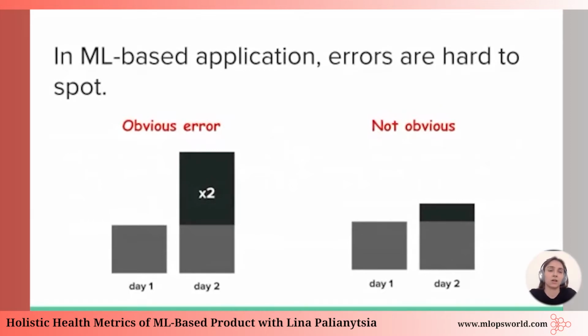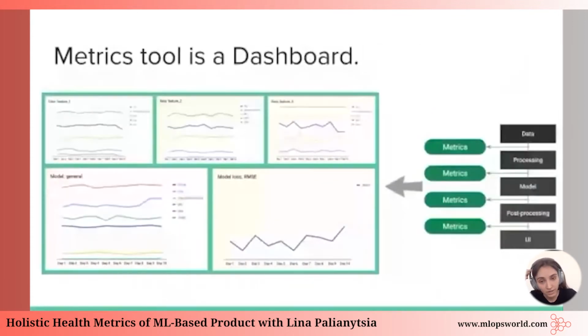And some errors are kind of easy to spot. For example, when we have a number that is 2 times bigger than it usually is, well, it's obvious we will see that there's something happening in our product. But when the difference is a little bit more subtle, we may not even notice it. But when we have a metrics tool, it's going to help us to see such problems in our application. Well, it's not going to help you find any problems that you may have in your product, but at least it's going to help you catch some of them.